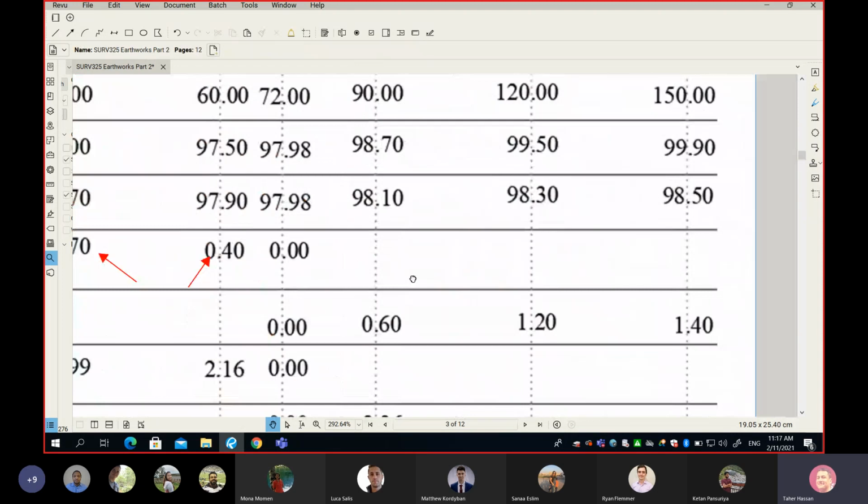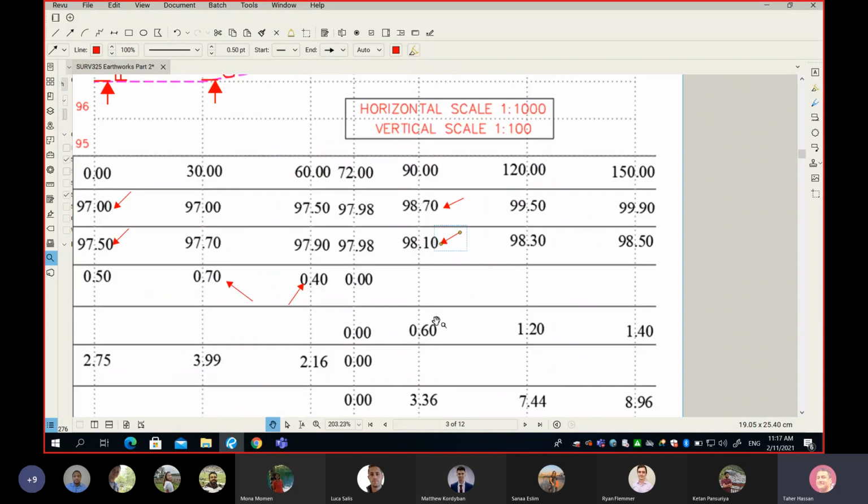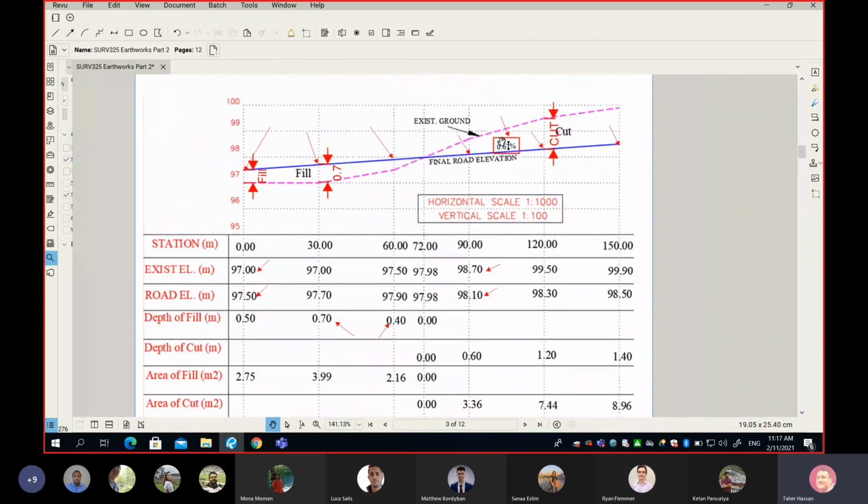Let's go to the other side. Here we have existing ground 98.7 and a finished road or road is 98.1. So the existing ground is higher than the road, which means we have a 0.6 and it goes into the cut. The other option, if you already did the profile, is a fantastic way to tell you where is the cut, where is the fill. What do you think? The profile is even easier because all you have to do is look at the blue line and look at the magenta line. If the blue is above, then this is fill. If the magenta is above, this is cut.